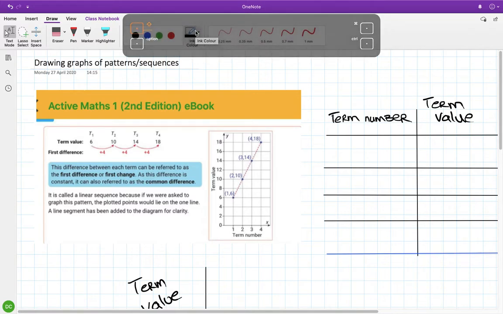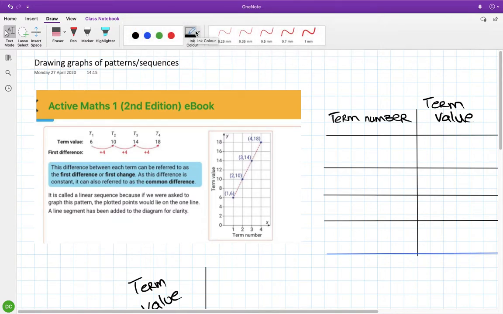Making this quick video as a recap on how to draw a graph from a given sequence or pattern. Sometimes the sequence or the pattern is given just as a list of numbers, like it is here. Sometimes I might give it to you in a drawing where you have to count up the dots or count up the matchsticks or something. Either way, you end up with a list of numbers, okay?